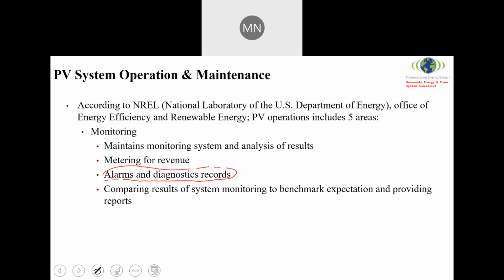Comparing results of system monitoring to benchmark expectation. For example, if your system is designed to give you 100 kilowatt at a certain time, your monitoring should be able to tell you, am I within the range of 100 to 150 kilowatt as expected? If it's not, I need to go back to my designer. There might be some panel fault. There might be some panels that need attention. There might be an inverter where one MPPT is not performing well. So all this information needs to be captured and checked against the benchmark set by the designer.